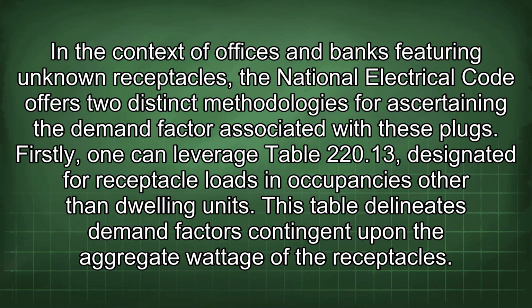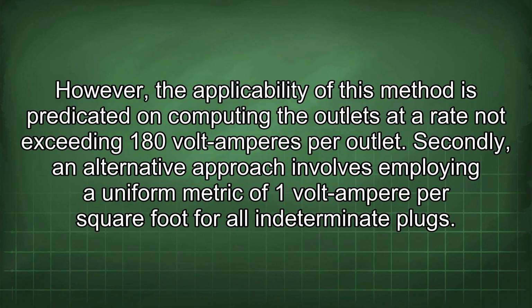In the context of offices and banks featuring unknown receptacles, the National Electrical Code offers two distinct methodologies for ascertaining the demand factor associated with these plugs. Firstly, one can leverage Table 220.13, designated for receptacle loads and occupancies other than dwelling units. This table delineates demand factors contingent upon the aggregate wattage of the receptacles. However, the applicability of this method is predicated on computing the outlets at a rate not exceeding 180 volt-amperes per outlet. Secondly, an alternative approach involves employing a uniform metric of 1 volt-ampere per square foot for all indeterminate plugs.